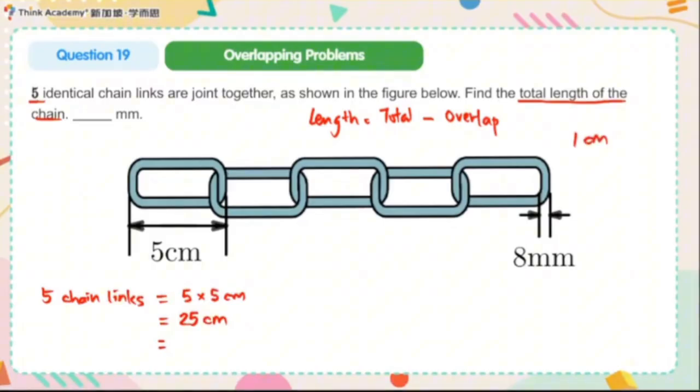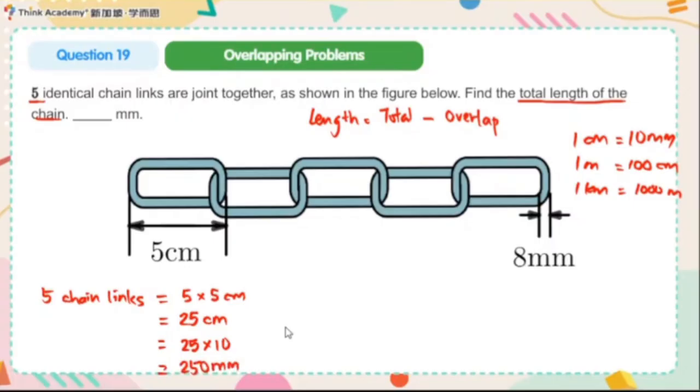1 centimeter is equal to how many millimeters? Yes, 1 centimeter is equal to 10 millimeters. 25 centimeters is equal to 25 times 10, right? 1 centimeter is 10 millimeters. So 25 centimeters is equal to 250 millimeters. Okay, and now we know that 5 chain links is 250 millimeters, but there is an overlap, right?